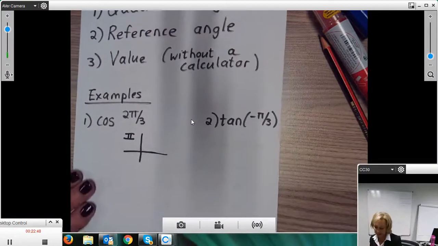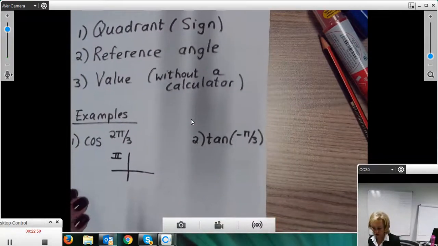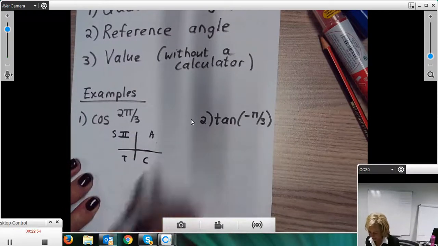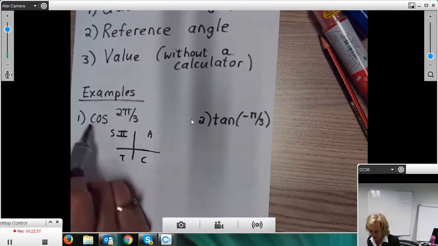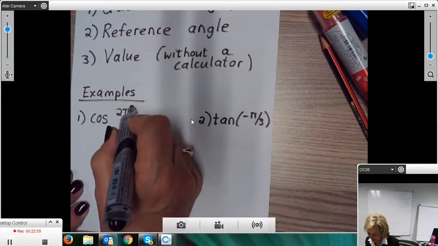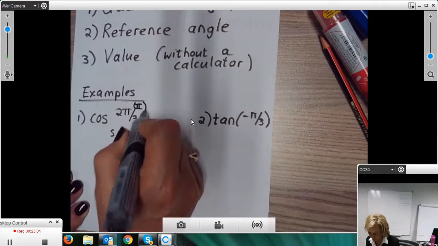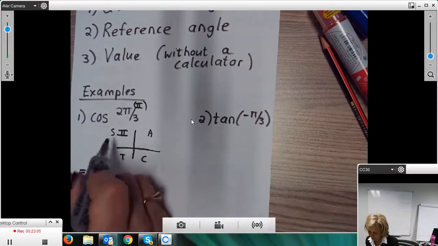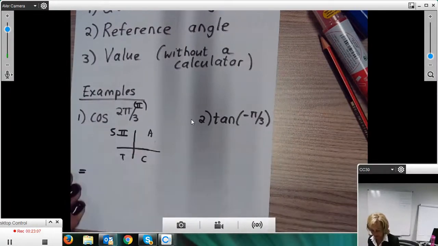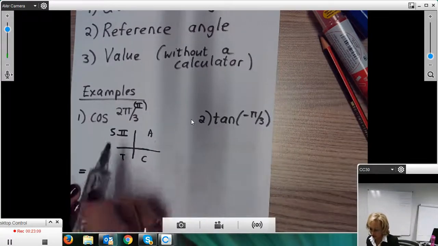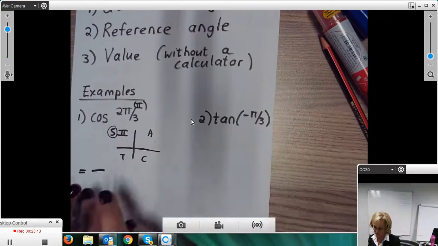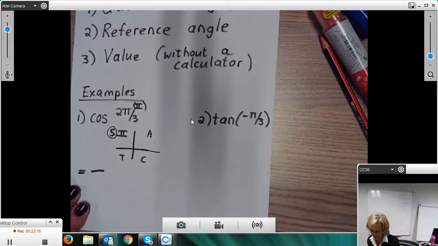We must establish the quadrant first, because we've got our All Students Take Care rule. But now this is cosine, right? So I've established this is in quadrant 2, that's important. And now I know that in the second quadrant, S stands for sine and its reciprocal. So that means that cos is negative, right? So that has established the sign.